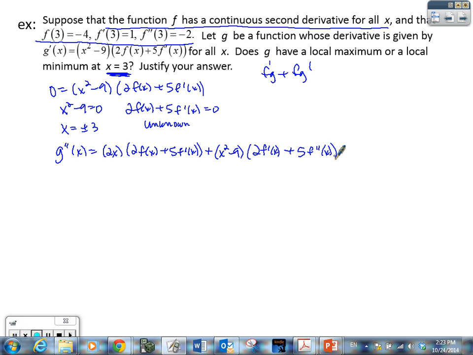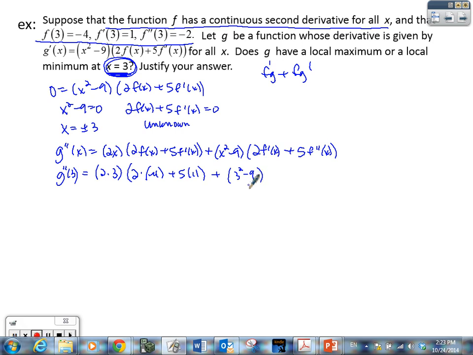All right, so we have the second derivative. Now we are ready to interpret. We're really worried about this. That's it. x equals 3. So we're going to go through, and I'm going to evaluate it for 3. So g double prime of 3. The first one is 2 times 3. We'll do that in a moment. Then I have 2 times, let's see, what would f of 3 be? f of 3 is right here, and it's negative 4. Plus 5 times, let's see, f prime of 3 would be 1. Plus 3 squared minus 9.